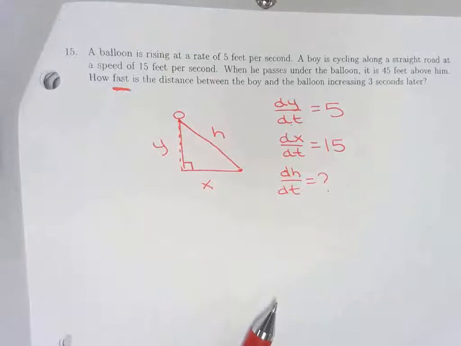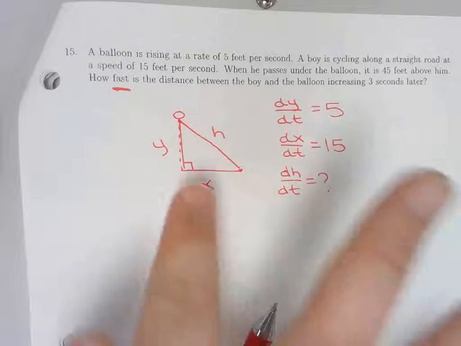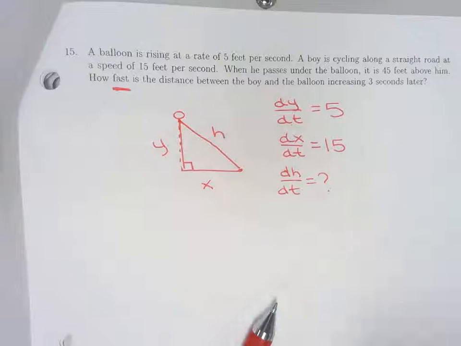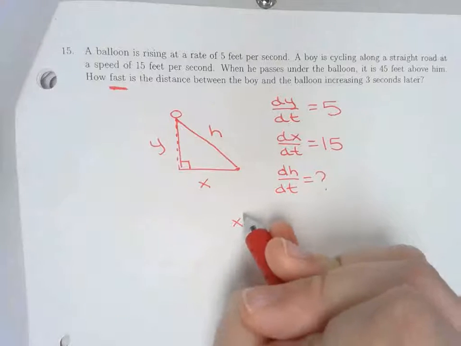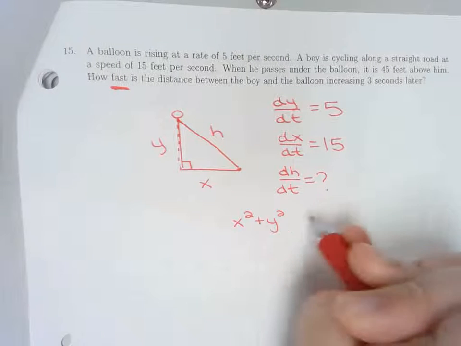So I like setting up the picture, labeling, and figuring out what they're telling me, so I get an idea of what I have. Next, I need to figure out what formula to use. Pythagorean theorem. I have a right triangle, and they don't give me any information about angles. If they gave me information about angles, I would think SOHCAHTOA. But since the only information is about the 3 sides, I'm instantly thinking Pythagorean theorem. So let's see where it gets me. x squared plus y squared equals h squared.